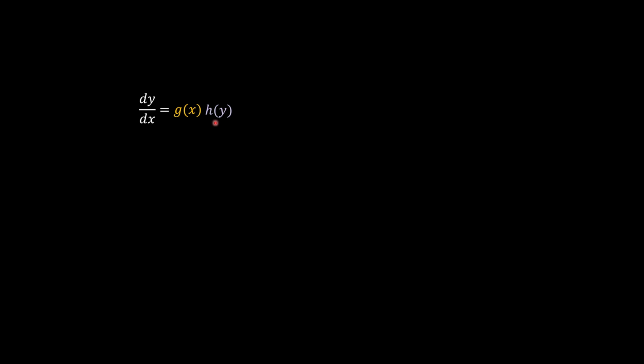Now, a good way to see this is through an example. Say we have the following. If we rewrite it such that all the x's are on one side and all the y's are on the other, we get this. We can clearly see the g of x, which is x e to the 3x, and h of y, which is y squared e to the 4y. So this categorizes as a separable differential equation.